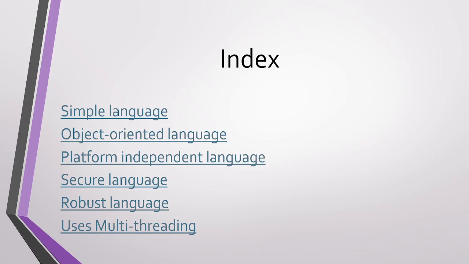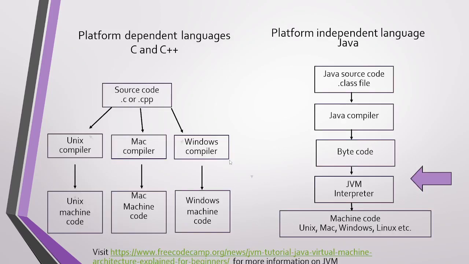Now, platform independent language. This is very important feature of Java. Before understanding platform independent, what is platform dependent? C, C++ or any other languages are platform dependent languages. Means once a program is written, program is known as source code.